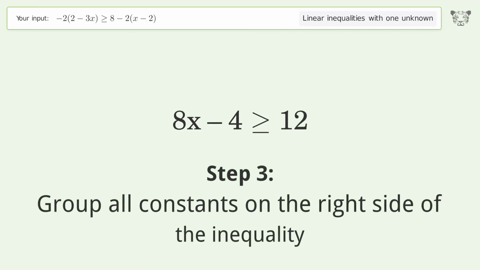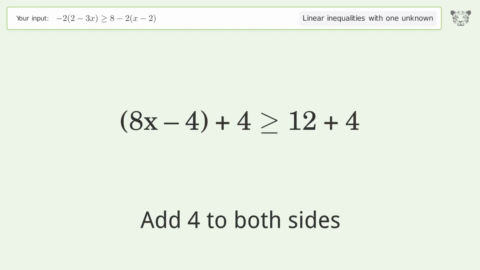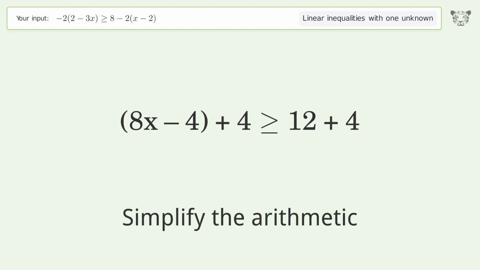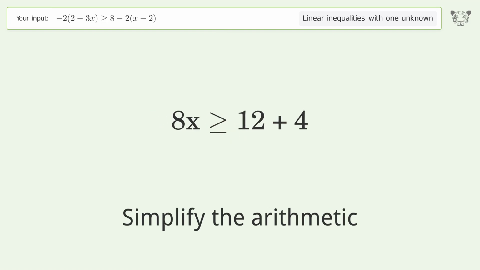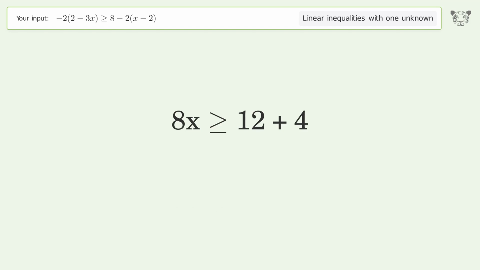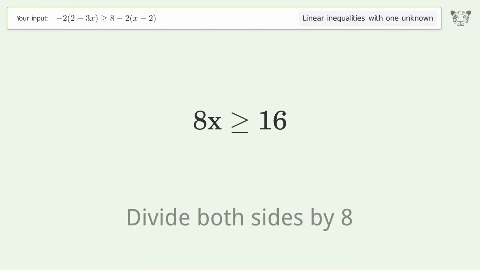Group all constants on the right side of the inequality. Add 4 to both sides. Simplify the arithmetic. Isolate the x. Divide both sides by 8.